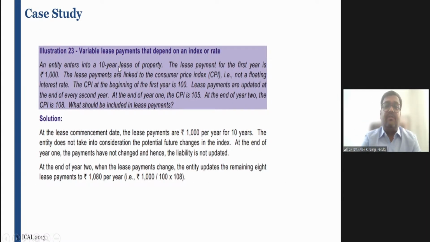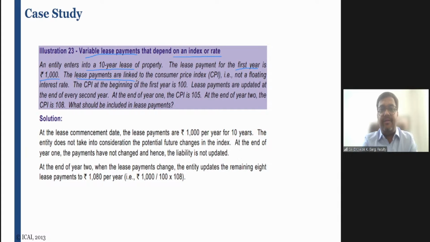Next illustration. An entity enters into a 10-year lease of a property, right? So this is the example of a variable lease payment which depends on an index or a rate. The lease payment for the first year is rupees 1,000. First year lease payment is 1,000.